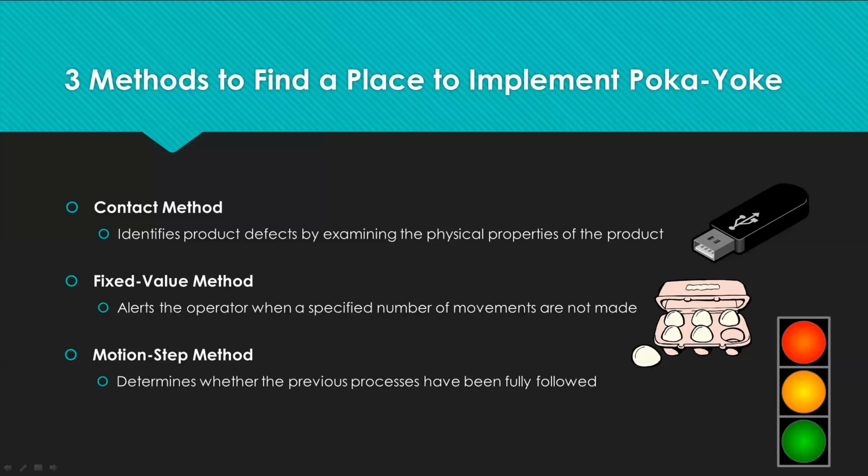Okay, and lastly we have the motion step method, which can be a little bit more complex. You usually use sensors to detect if things have been done correctly, whether a motion was done or not. Otherwise, the sensors will trigger a process to stop, or you could even have in place where it will also trigger a light to turn to red so that you know the line is stopped, that something's wrong, and it has to be fixed before things can be continued.